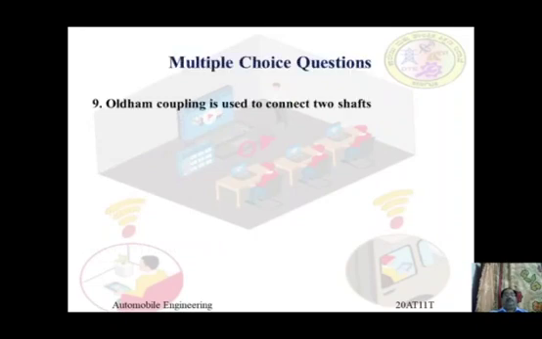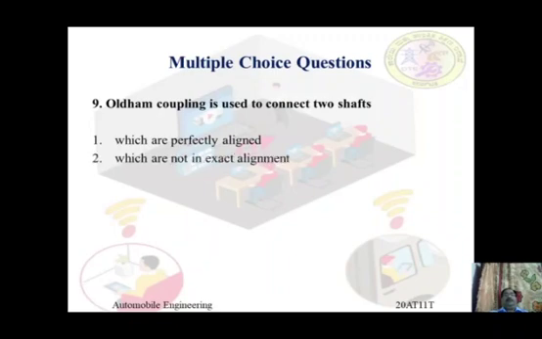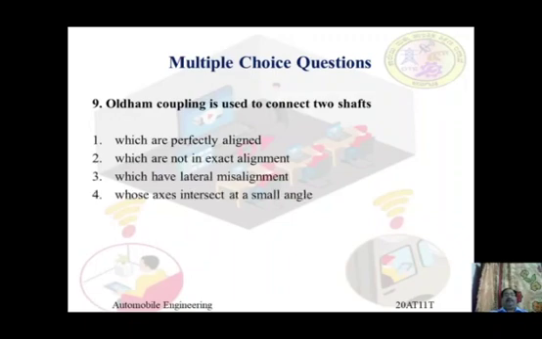Ninth one, Oldham coupling is used to connect two shafts. Number 1, which are perfectly aligned. Number 2, which are not in exact alignment. Number 3, which have lateral misalignment. Fourth one is whose axes intersect at a small angle.